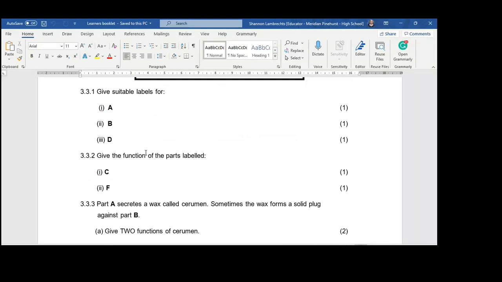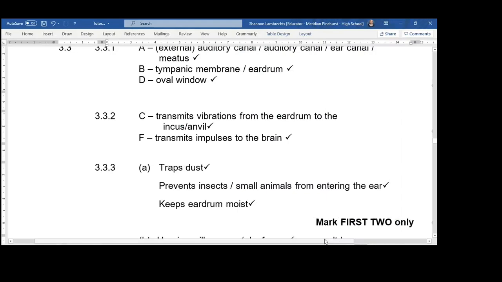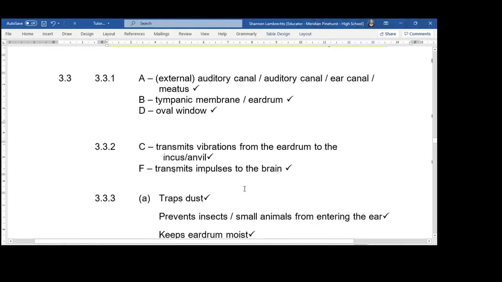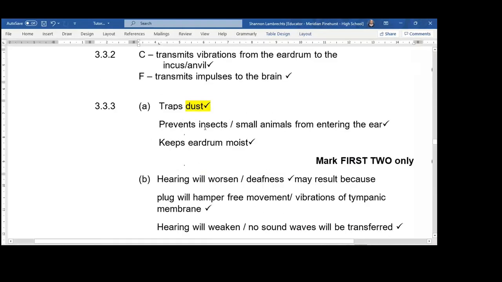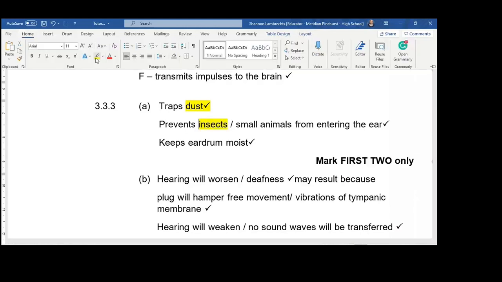Okay, so you must give two functions of cerumen, meaning you have to say what is the function of earwax. Earwax, I know you have been taught this, is going to help keep insects out, for example, that's the first one. It also traps dust. So if you say anything along the lines of it traps dust, or it prevents insects, meaning it keeps out insects, you would be correct. So trapping dust and keeping insects out of the ear will be the correct answer.